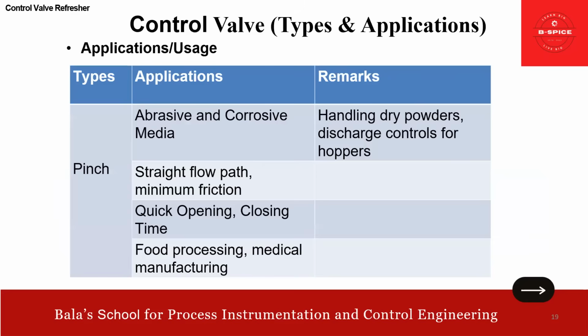Now, the pinch valve. Where is it used? It's used predominantly when there is abrasive and corrosive media, typically handling dry powders or discharge control for hoppers. The flow path is straight with minimum friction, and it is used for quick opening and closing times, and in food processing, medical, manufacturing, etc. So this is about the pinch valve.